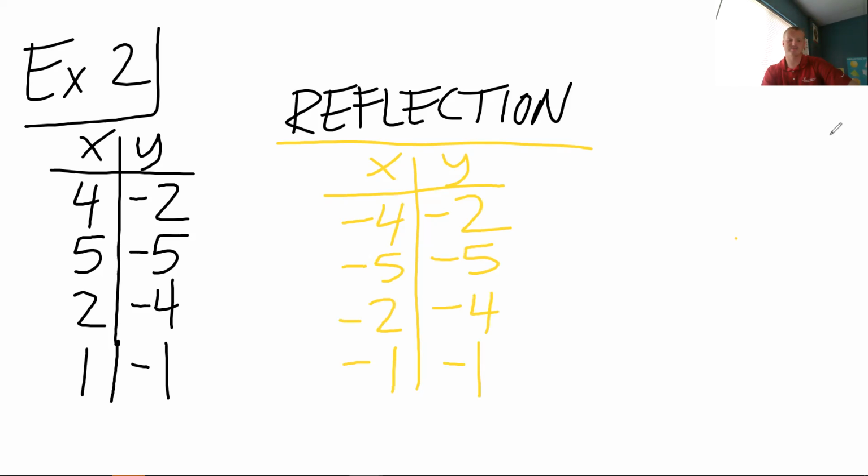So that is my reflected picture. And if I were to draw it out, it would look just how it does on page 103. It looks like a little crooked parallelogram. So there you go. Because I did a reflection, that is my reflected version across the Y-axis.